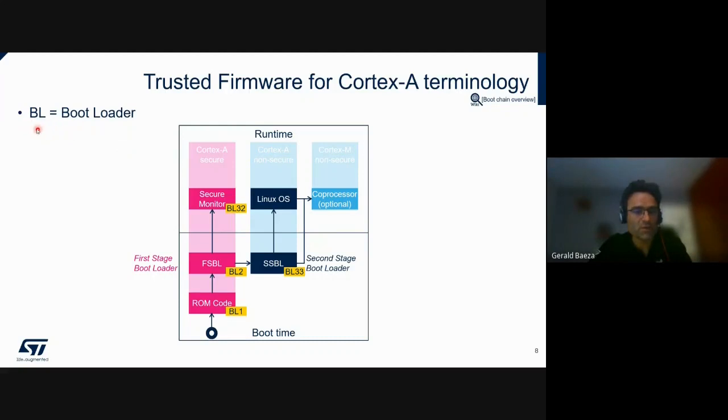each stage is described by an acronym that is BL and a number. BL stands for bootloader. So the ROM code in our case can be seen as the BL1. After that, the first stage bootloader would be the BL2, the secure monitor the BL32, and the second stage bootloader on the unsecure side the BL33. It is important to have these acronyms in mind if you dig into the TF-A documentation, because this is what is used widely in their documentation.